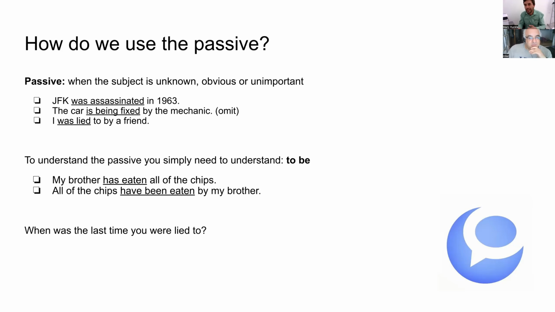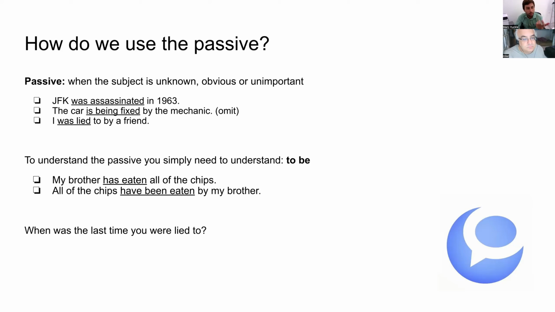This is strange for me. Yeah, no, it's basically just saying, I want to give you information. But I won't tell you who did it. Okay, so we use it when we don't want to say who does something. Now, to understand the passive, you simply need to understand the verb to be. You understand to be, it's really easy.